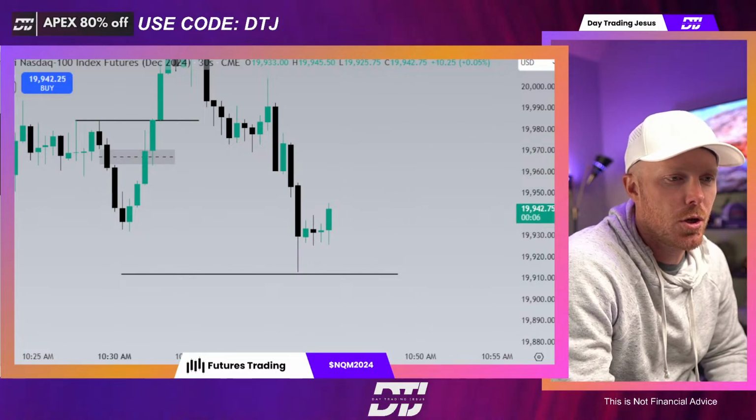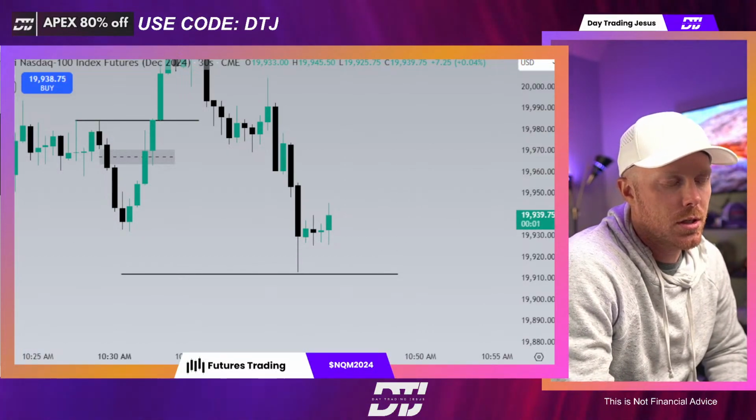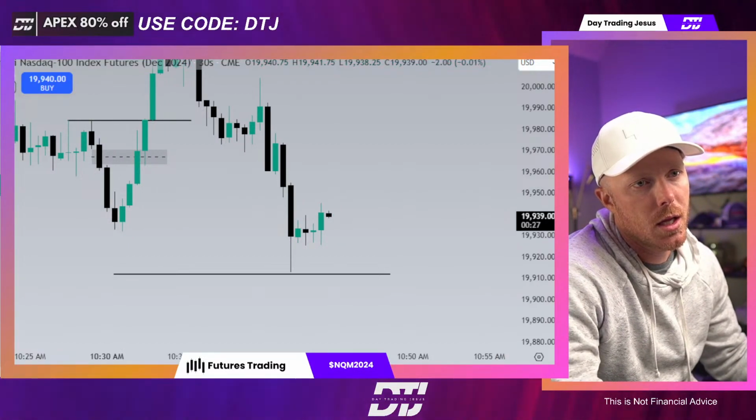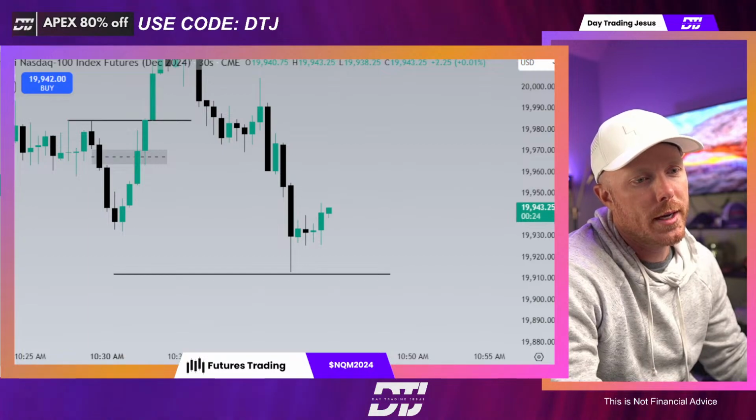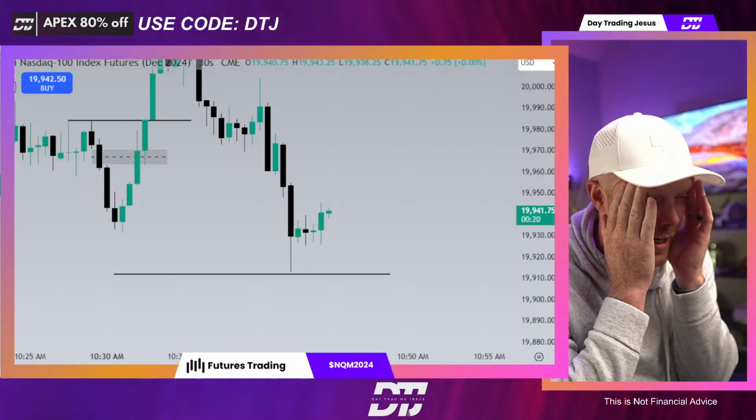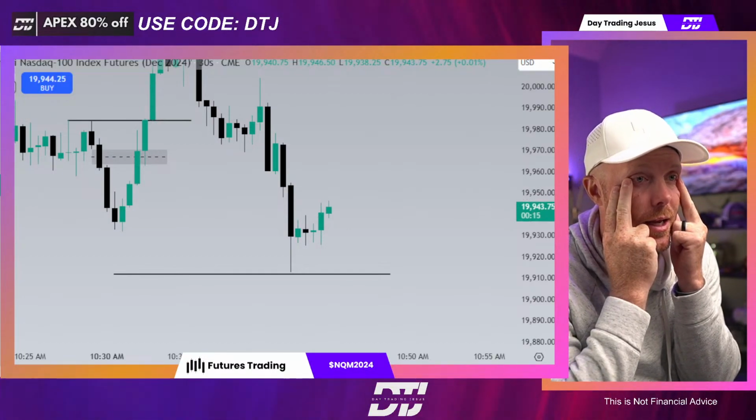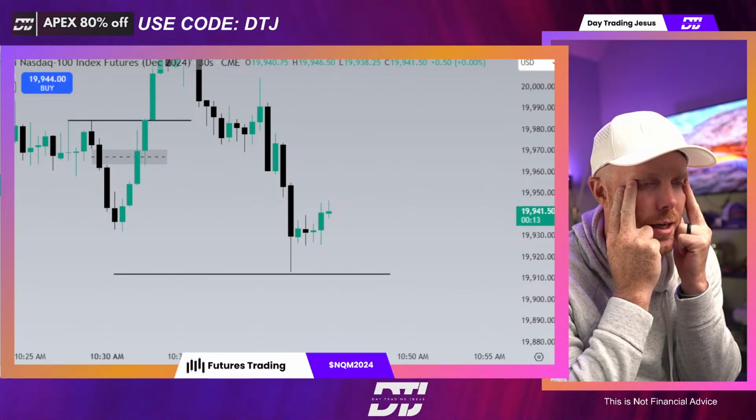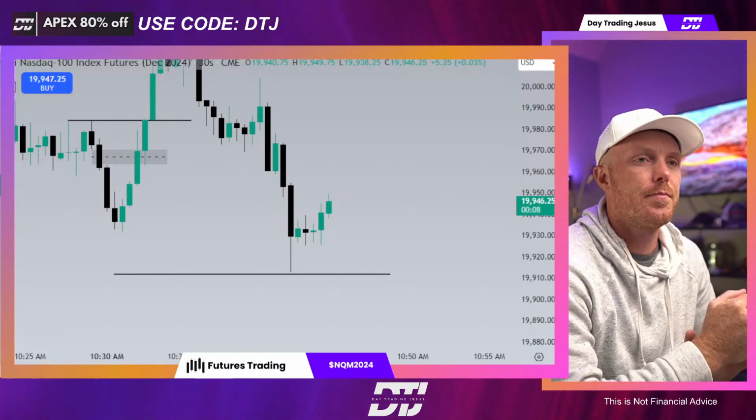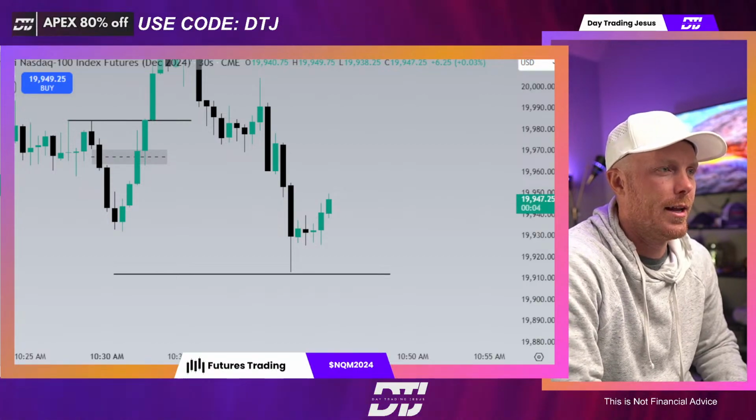Closed it at 40 handles. Another 40 handle win. With one, guys, we made 80 to 90 handles today with a single micro contract. What I did today is what I try to get in a normal trading day with my funded accounts. I literally did get out right in time.